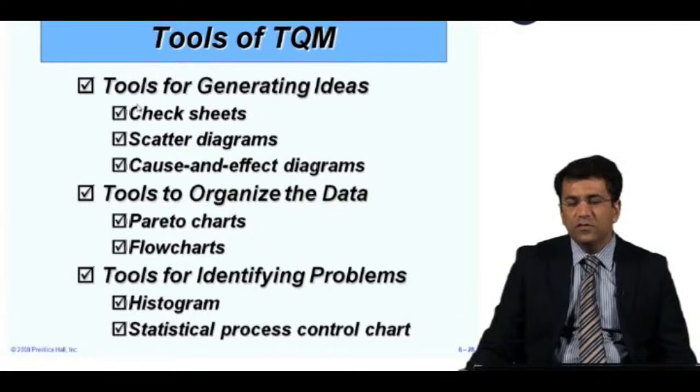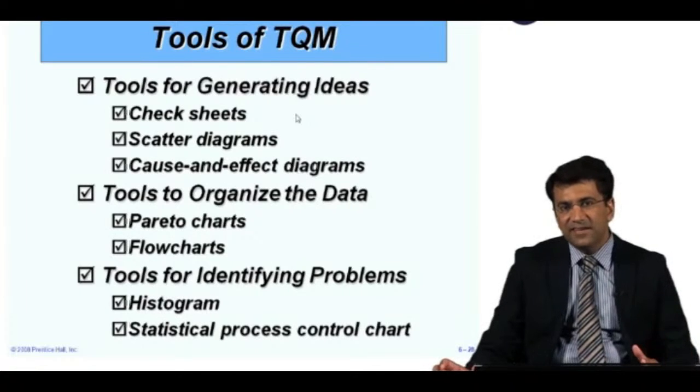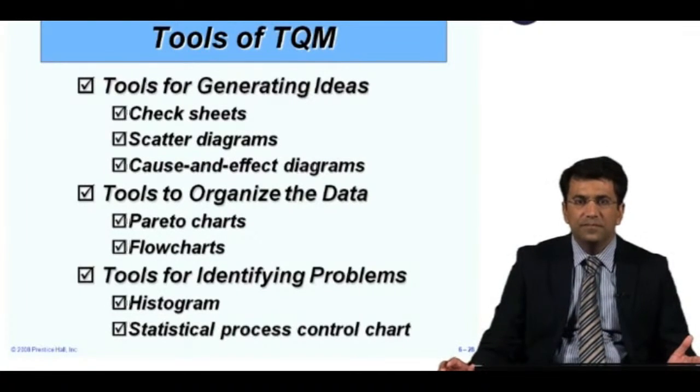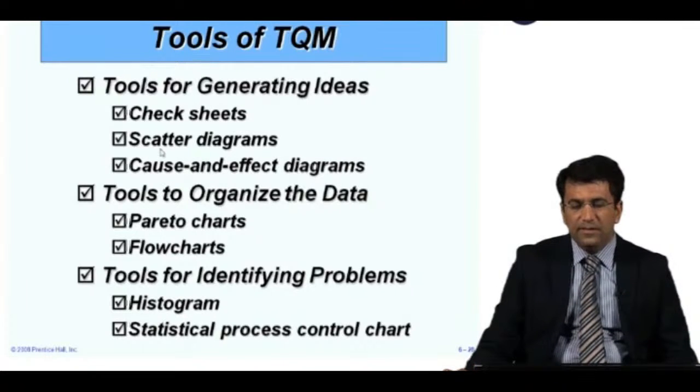Okay, first of all, the tools for generating ideas: check sheets, scatter diagrams, and cause and effect diagrams. These are the three tools which can help us generate new ideas. We can catch these ideas and use them in order to improve quality in organizational concerns. Then there are tools to organize the data, the Pareto charts and flow charts. Then there are the tools to identify problems: histograms and statistical process control charts. All these tools are related to statistical approaches. So let's discuss these tools one by one and how they are important to manage quality.